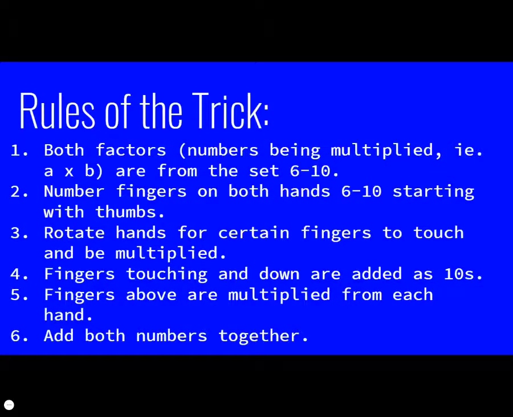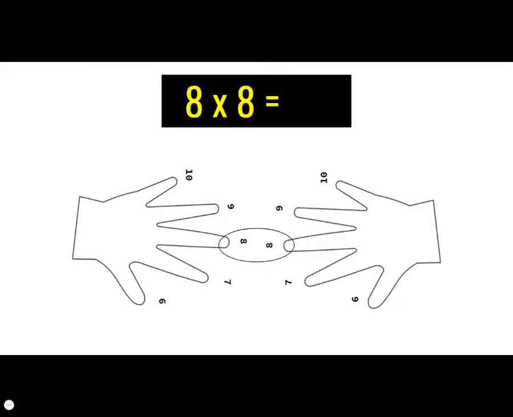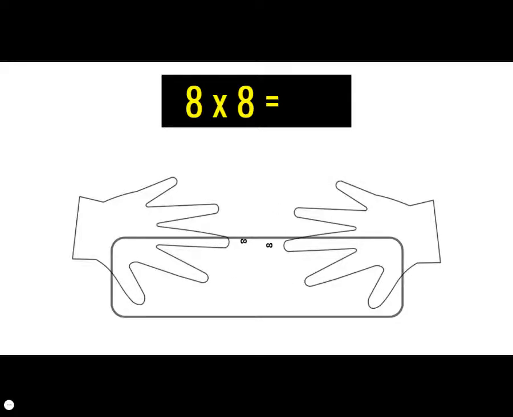Then we're going to add those numbers together. All right, you ready? So here are the hands. If you're trying this out, your hands are going to be in front of you, facing out, and you're going to be numbering your fingers from 6 to 10, starting with your thumbs. Let's try 8 times 8. So we rotate our hands so that the finger numbered 8 is touching on both sides. And let's get rid of the other numbers because we don't need them for right now.